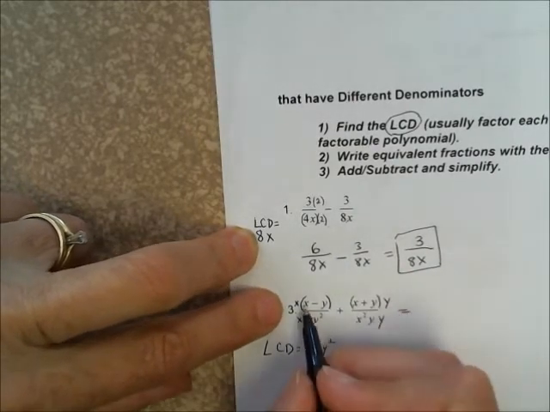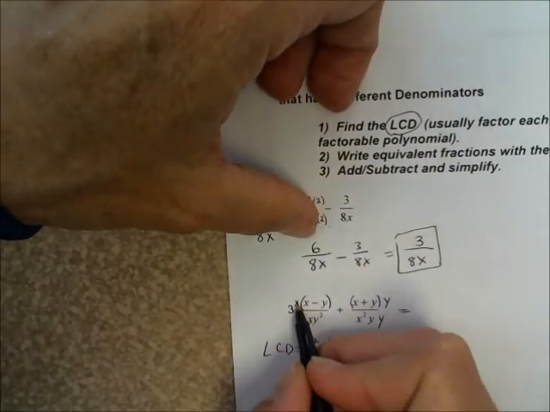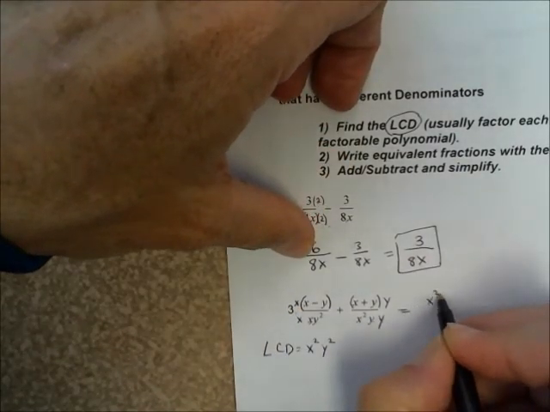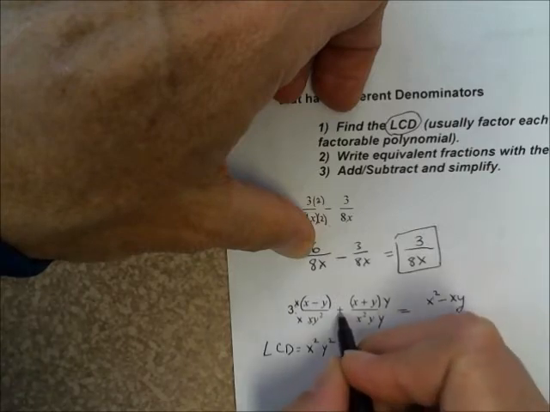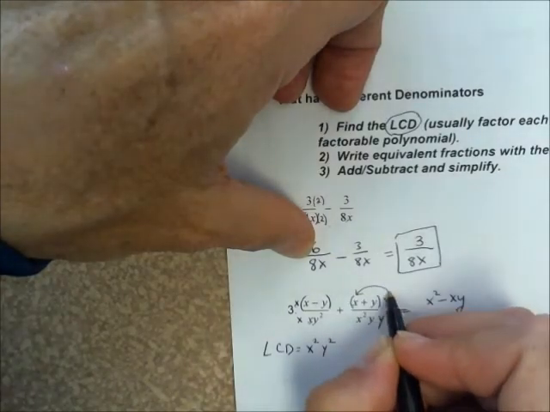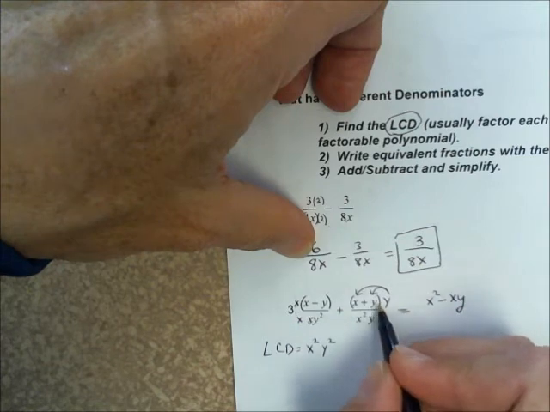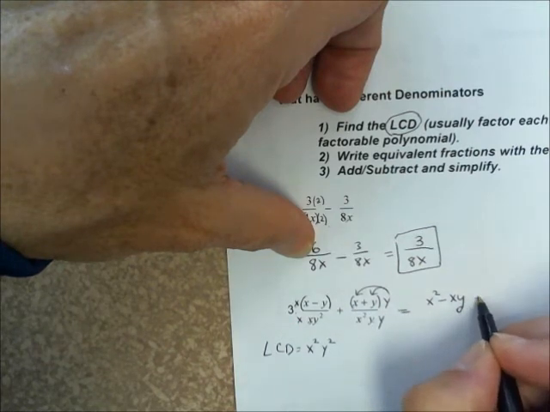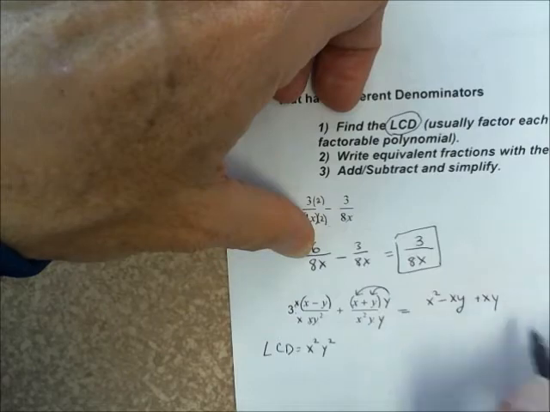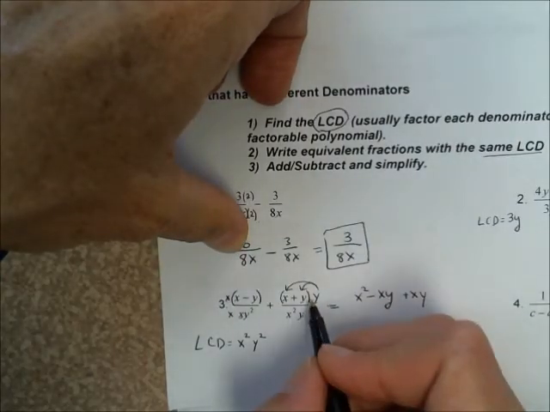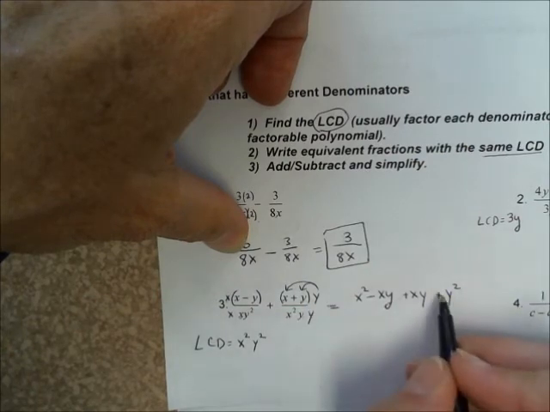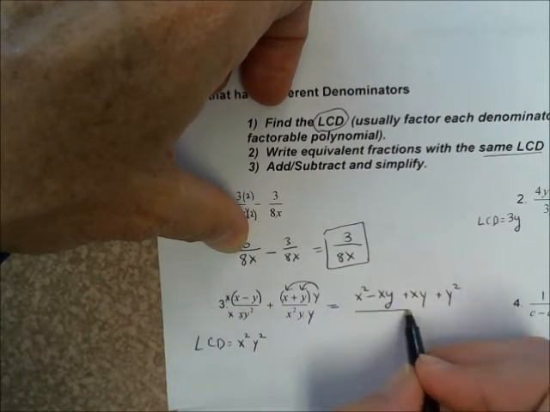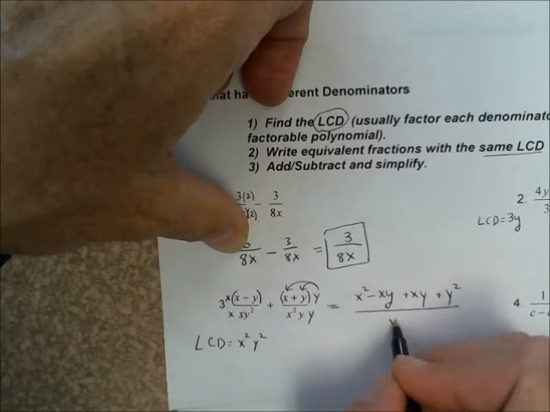So what does this turn into? x times x is x squared. x times negative y is negative xy. Over here, we are going to distribute the y through the parentheses. So y times x is a positive xy or yx. It doesn't matter what order you write them in. And y times y is y squared. So this is the distribution here, and then we can write all over the LCD that we found, x squared, y squared.